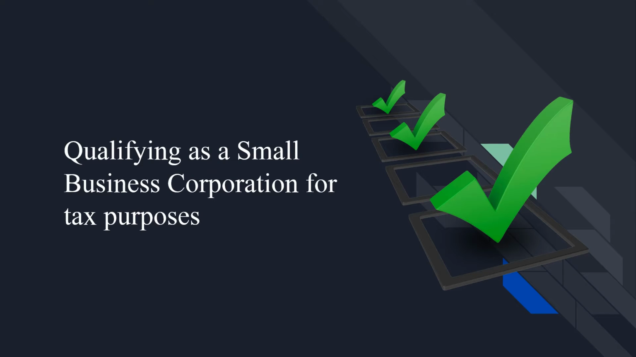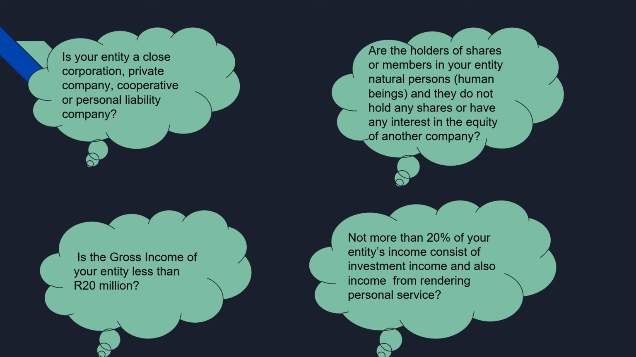The following requirements need to be met in order for an entity to qualify as a small business corporation. First requirement: is your entity a closed corporation, private company, cooperative, or a personal liability company? The second requirement: are the holders of shares or members in your entity natural persons and they do not hold any shares or have any interest in the equity of another company.